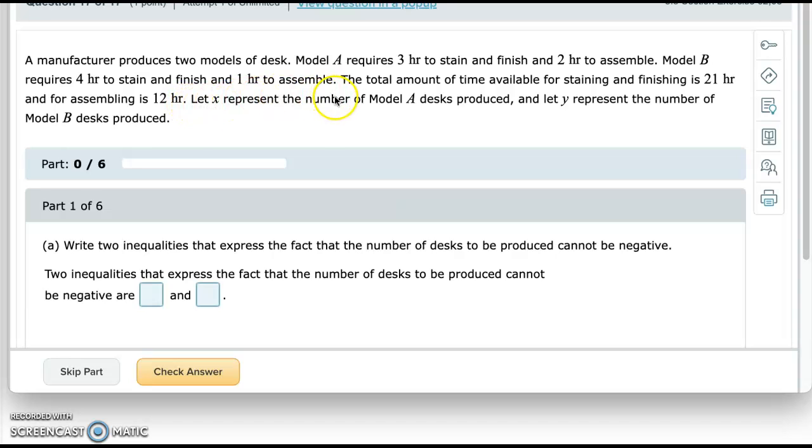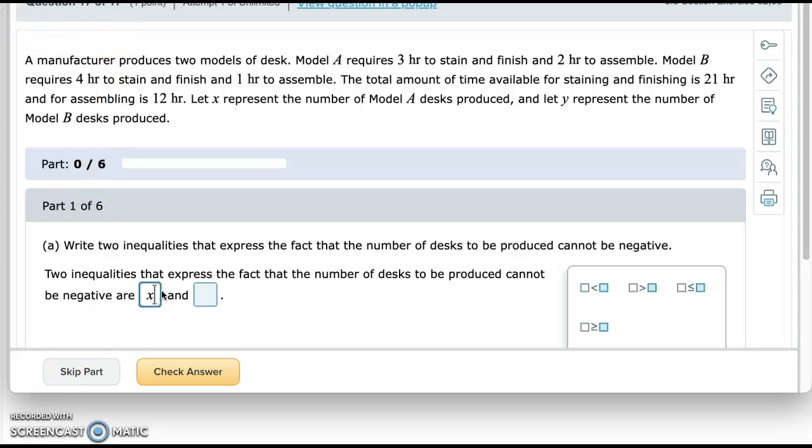Let X represent the number of Model A desks produced, and let Y represent the number of Model B desks produced. So it says to write 2 inequalities that express the fact the number of desks to be produced cannot be negative. 2 inequalities, so let's fill in the blanks here.